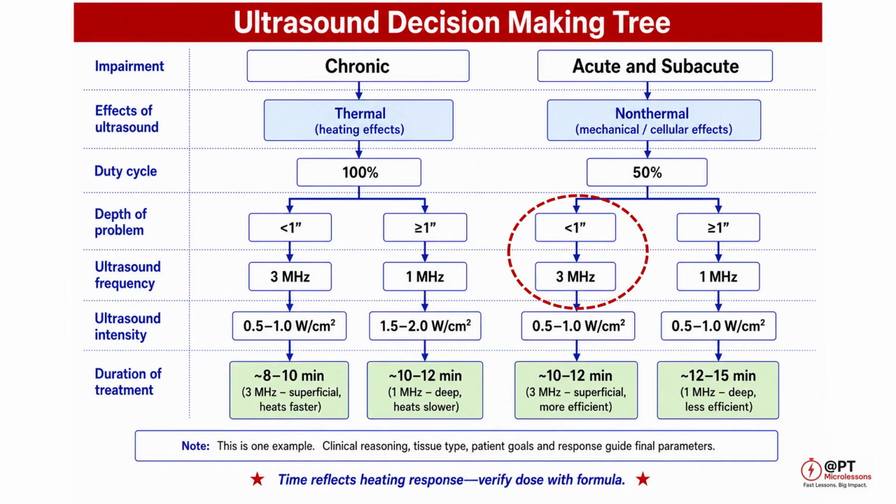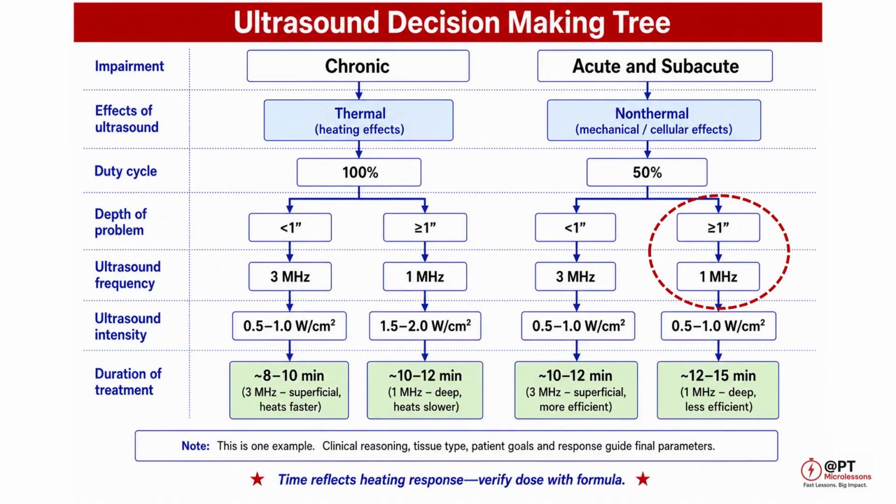Because we are not primarily trying to produce heating, the intensity is typically kept lower, such as around 0.5 to 1.0 watts per square centimeter. However, because the ultrasound is on only part of the time with a pulse setting, less total energy is delivered than with continuous ultrasound. As a result, treatment time is often increased to achieve the desired non-thermal effects. So even though we are using a lower intensity, the pulse nature of the treatment means we adjust time upward, again reinforcing that these variables all work together to influence the overall treatment effect.